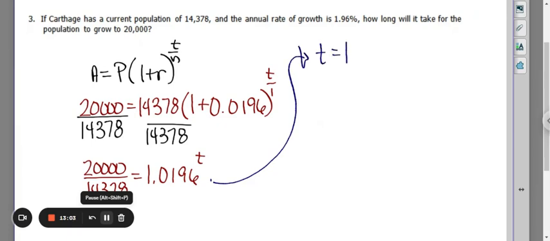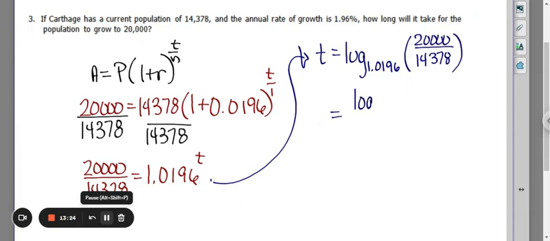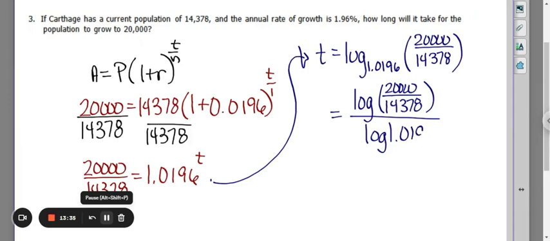So t equals log base 1.0196 of the 20,000 over the 14,378. Then rewrite it as a common logarithm. So you don't have to simplify the fraction. No, you can completely leave it as it is. So I leave it like that because I'm not actually going to do anything in my calculator until I have it to that point, written as a common logarithm.